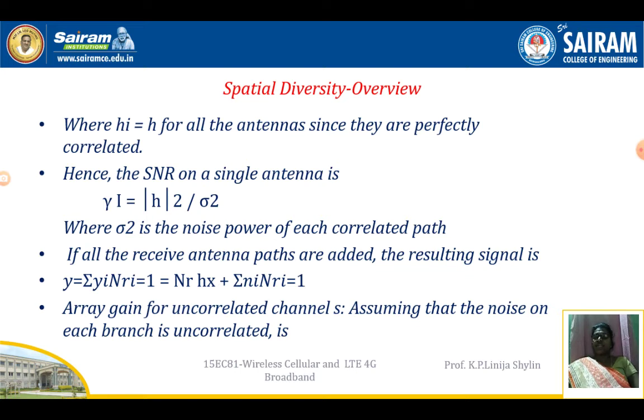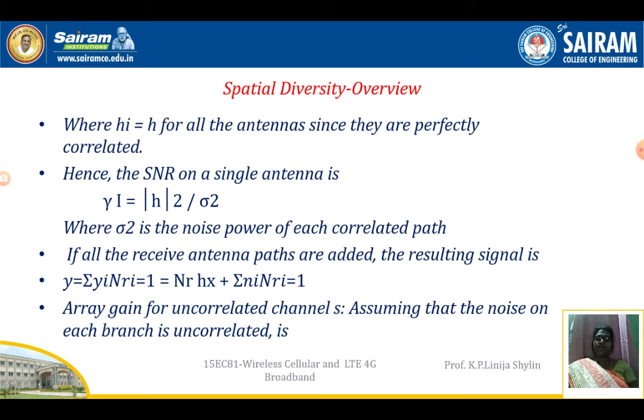But here we are saying Hi can be represented by H because all the antenna heights are perfectly correlated. Okay. Now you are in a position to know the signal to noise ratio on a single antenna. If we come to that point, we will take gamma i is equal to modulus of H squared divided by sigma squared. It is nothing but the noise power of each correlated path.